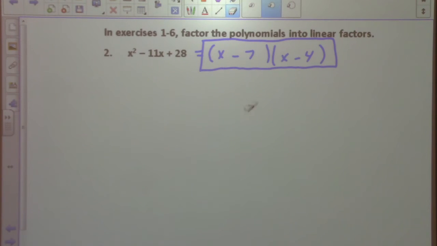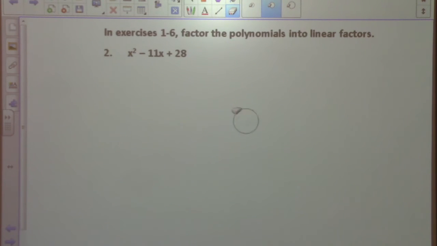Okay, now we go on to number 3, which adds a level of complexity to the issue. We have figured it out. Yeah, we've been working it. You've been working it? You got it already? Can we work it out on the board?